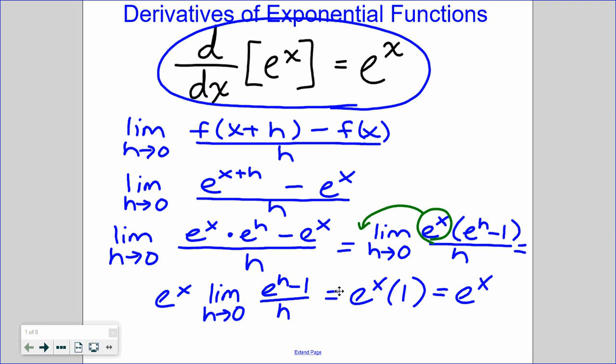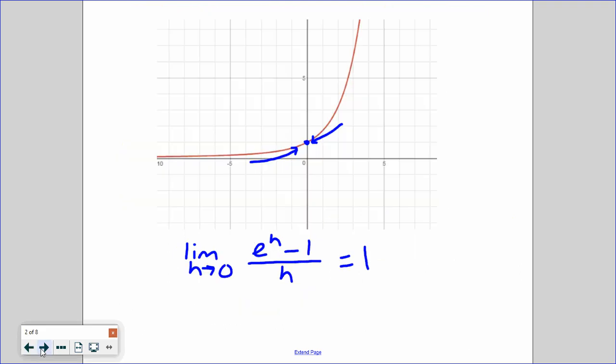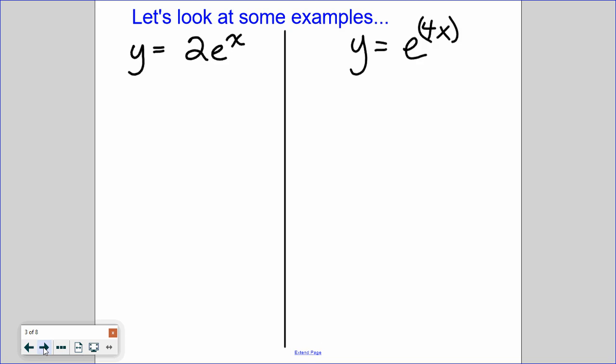Okay, so let's look at some examples. In our first example, we have y equals 2 times e to the x. So this one is pretty easy because 2 is a constant multiple. So when we find the derivative, we just bring the constant multiple down and multiply it times the derivative of e to the x, which is e to the x. So actually nothing changes. The derivative of 2 times e to the x is still 2 times e to the x.